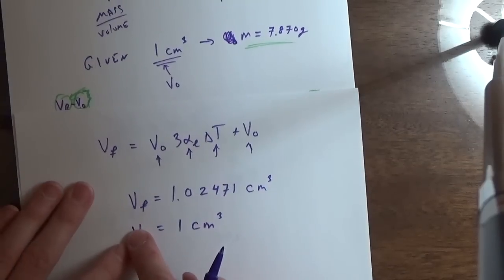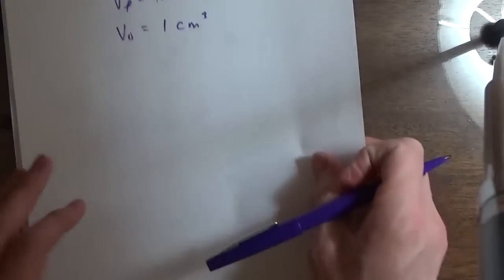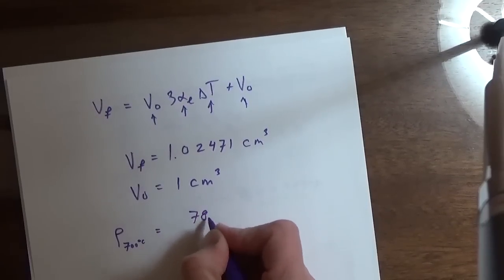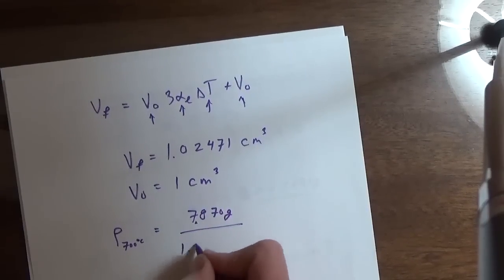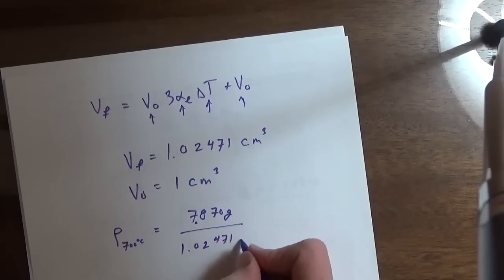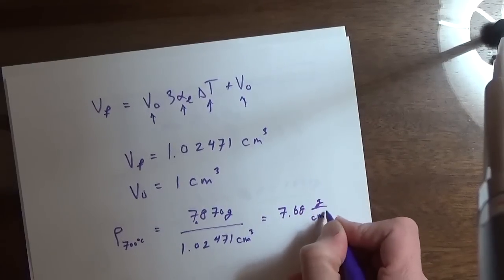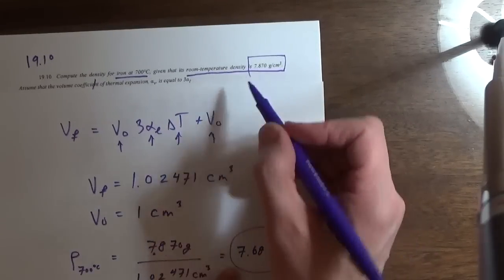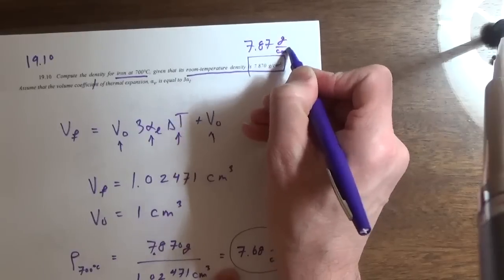So heating it up from room temperature to 700 degrees C gives us a slight change in the volume, and that means that rho at 700 degrees C is equal to 7.870 gram divided by 1.02471 centimeter cubed, which is equal to 7.68 gram per centimeter cubed, keeping 3 significant figures, which is slightly smaller than the initial, which was 7.87 gram per cubic centimeter.